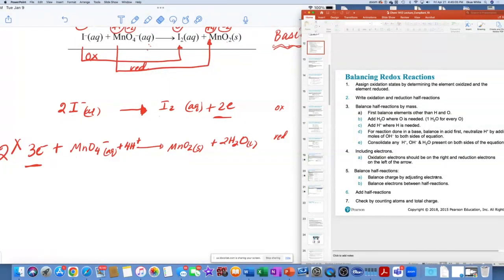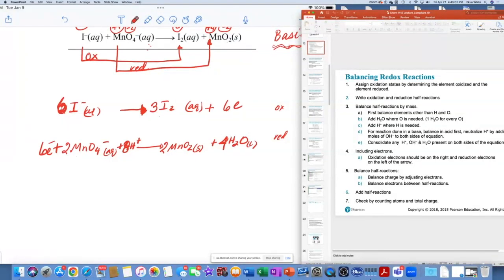So multiply the top part by 3. Let me do that. 6 electrons, this is going to be 6, right? Because if I multiply by 3, it becomes 6. Multiply this part by 2, this becomes 4, 2, 8, 2, 6 electrons. Okay, so hopefully I got everything correct.